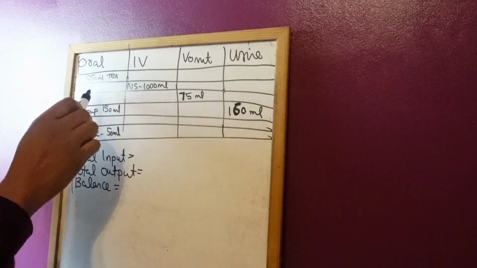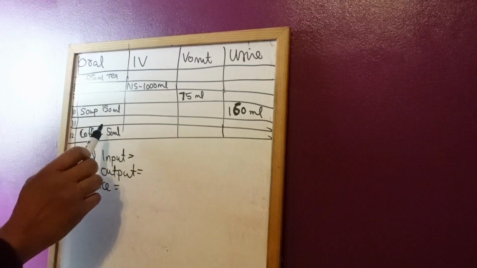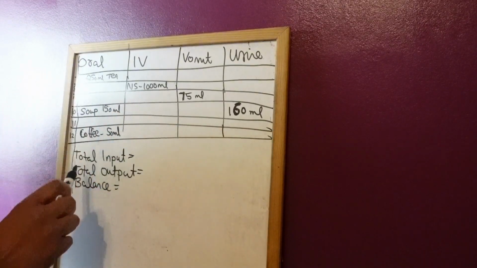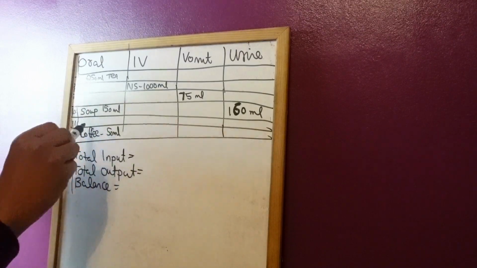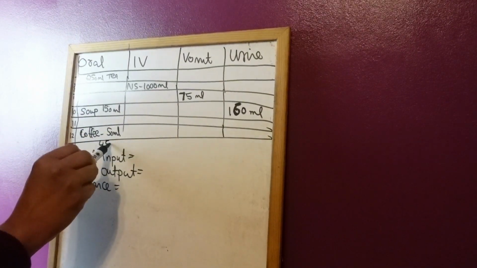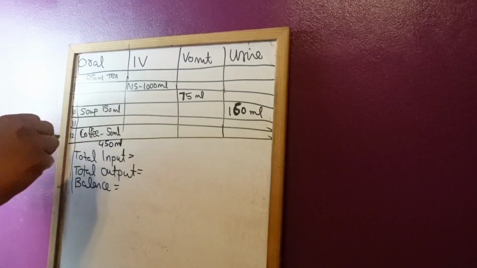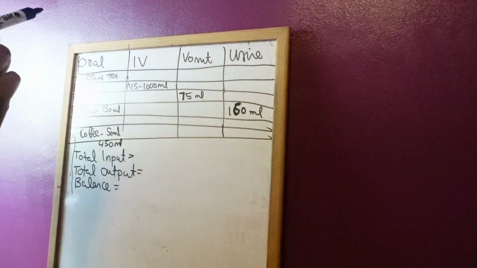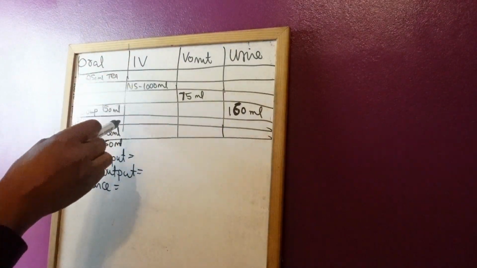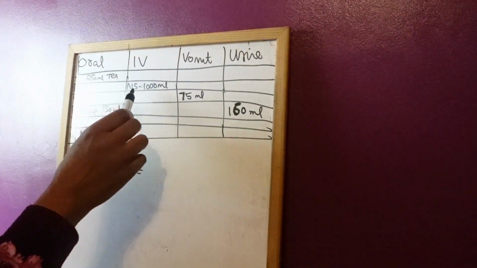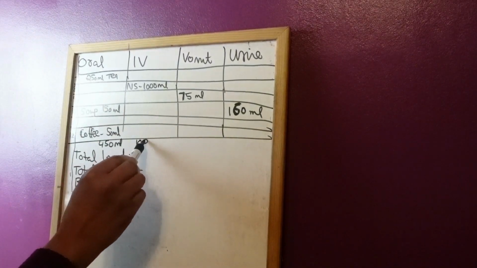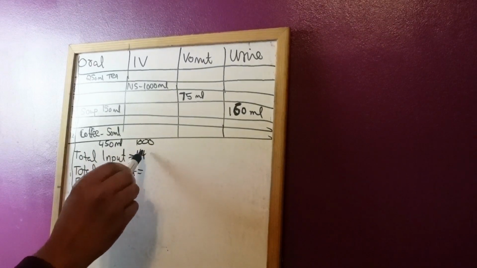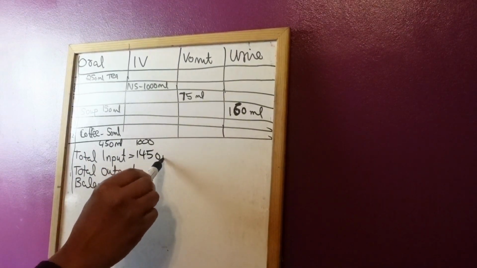So the oral 250, 150, 50. So 200, 400, 450. Yeah, 450 is the oral. They will give you a pen and paper, or they will make a magnet, so you can calculate there, or you can use the calculator on the desktop. Okay, so NS is 1000 ml given in 1 hour, so plus 1000 ml. So how much is the total input? 1450 ml.